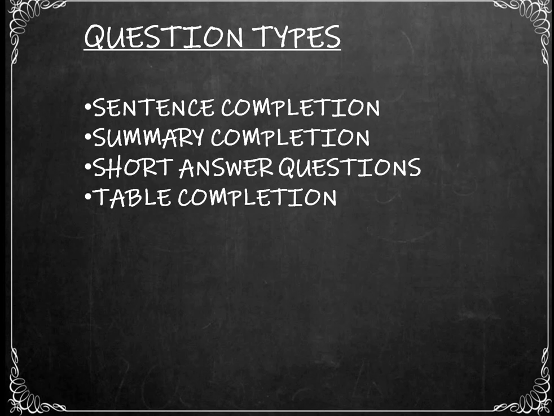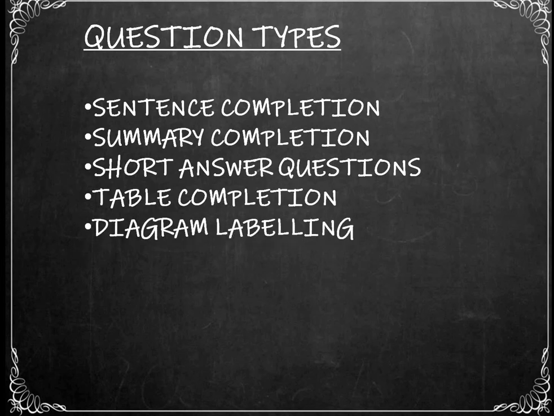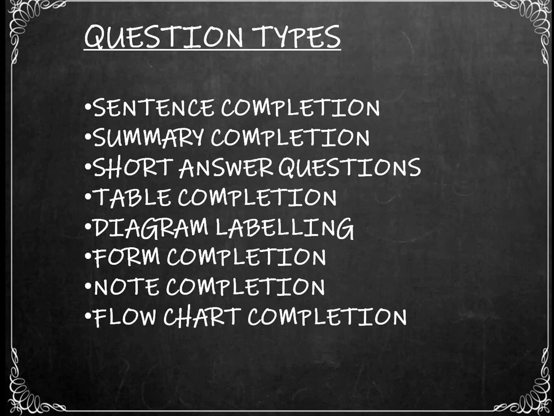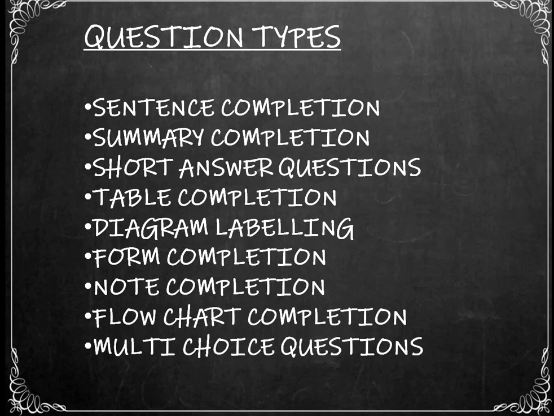Table completion, which would be filling in the missing data in a tabular column. Diagram labeling, where you will have a diagram, but you would have to label it according to the information you're hearing. Another one would be a form completion. Mostly you would see this in section 1. Note completion, flowchart completion, multiple choice questions, and map completion.